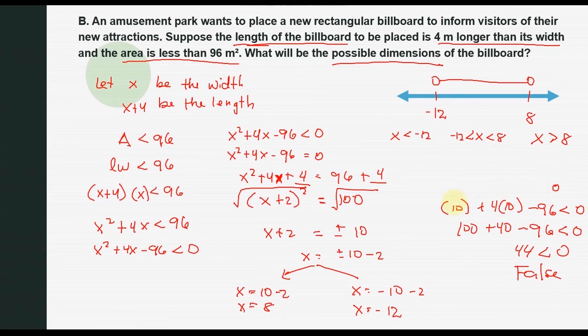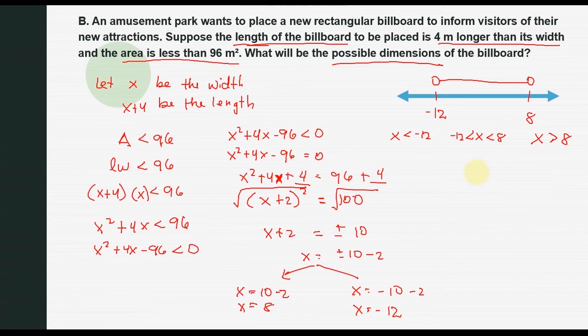Allow me to erase this one again so we can have some space. Since we have our interval x is greater than negative 12 but less than 8, the measure of our width will be located here. And of course, speaking of measurement, we're going to use just positive values, and we'll also ignore 0 since there's no 0 for a width. So we'll start with 1. For the width, we're going to have 1, 2, 3, 4, 5, 6, and 7, because the values of the width should be less than 8.